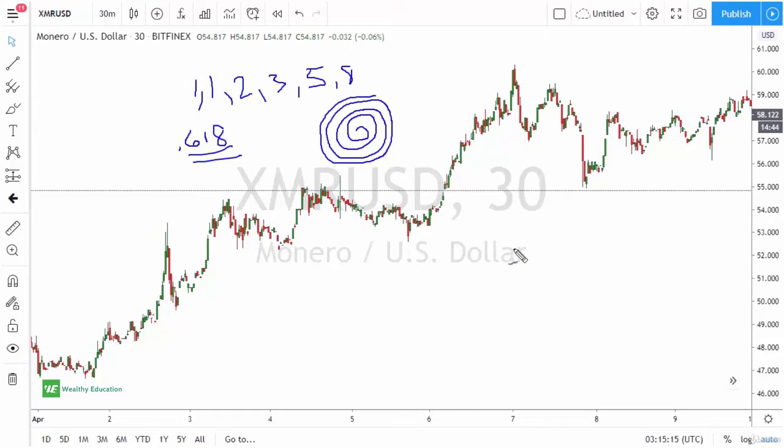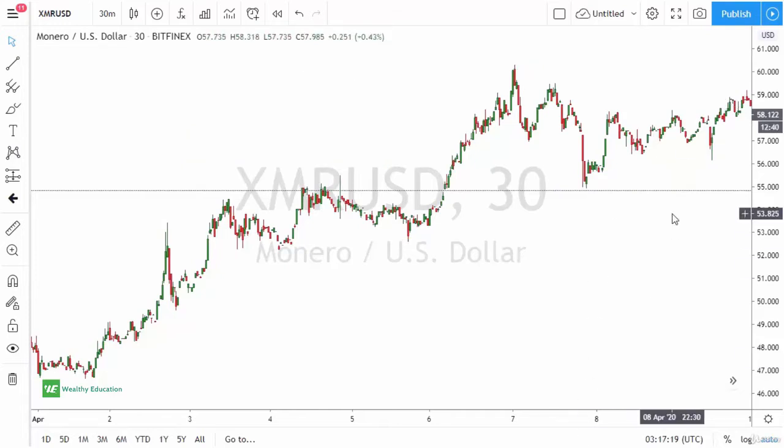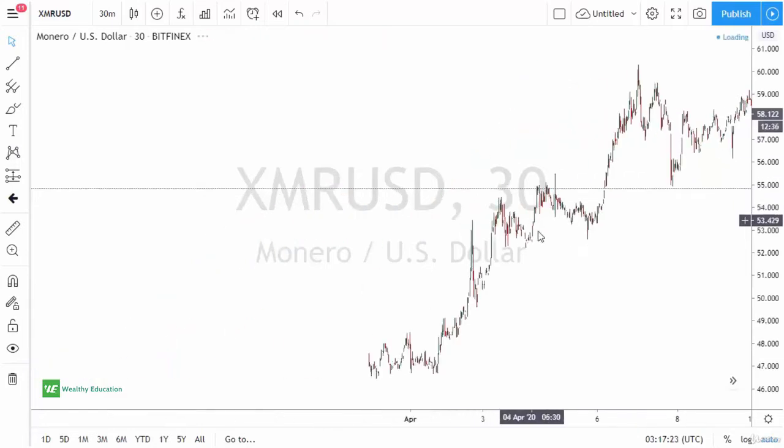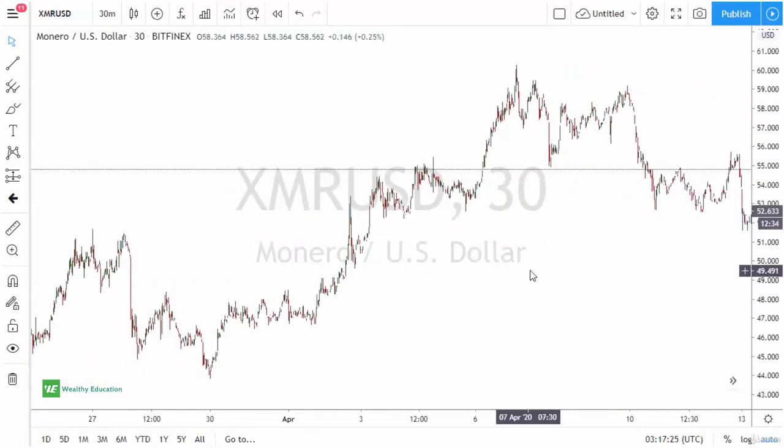The idea with a retracement is that you take a swing low and a swing high, and when it pulls back, you expect it to be at one of these ratios. For example, this might be 61.8% on this, and then you buy. So let's take a look at it in real life. Let's see really how we could have looked at this.